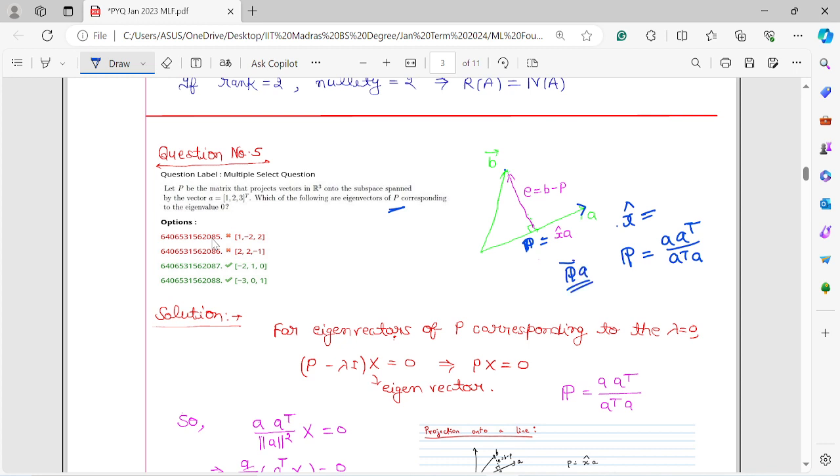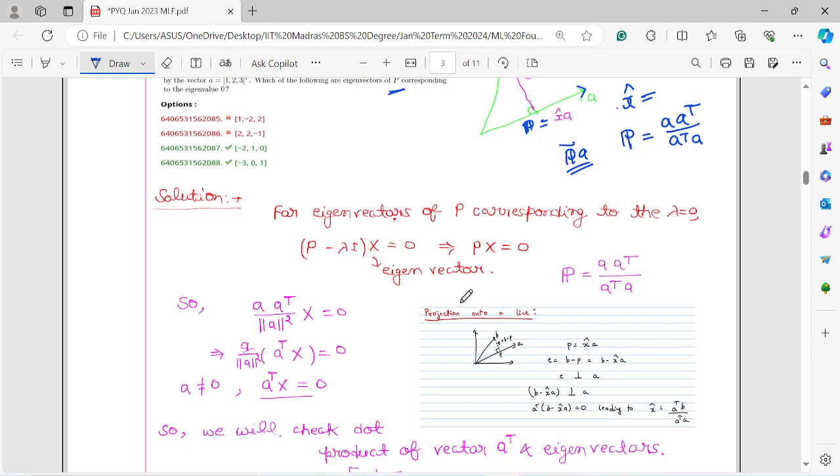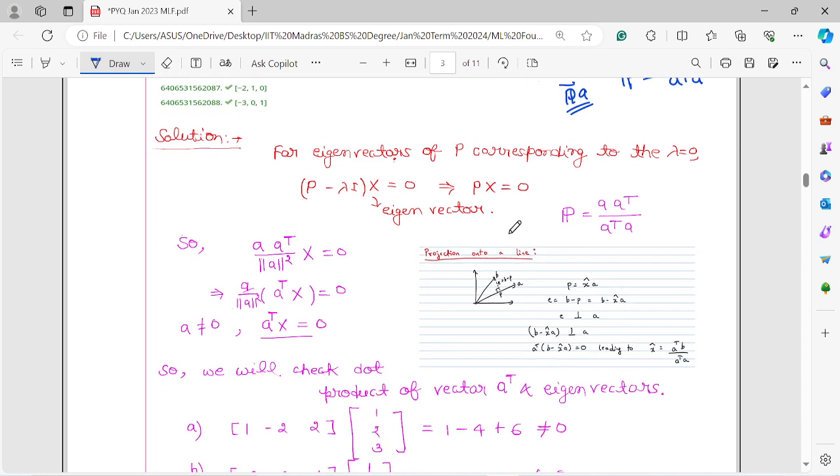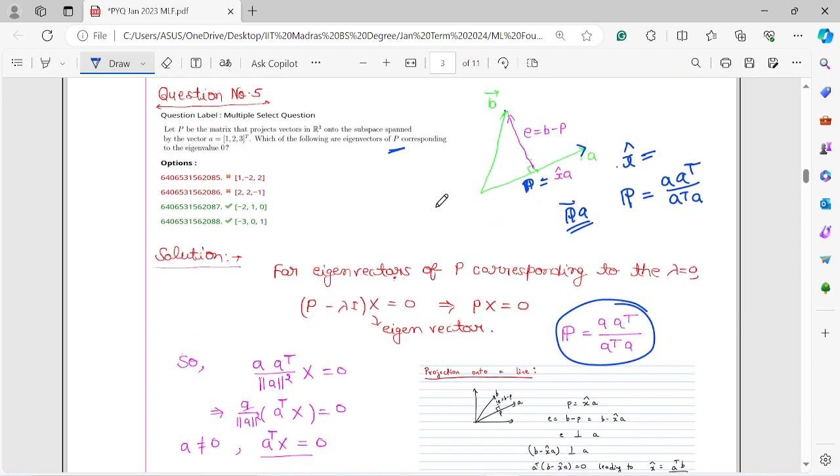Okay. So this is the projection matrix. P is our projection matrix, where the formula for the projection matrix is A transpose upon A transpose A. As you can see, the professor has proved this formula. Okay, and second, what is this? We understand what P is.